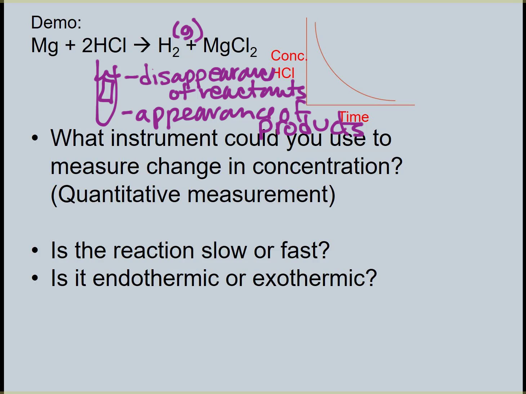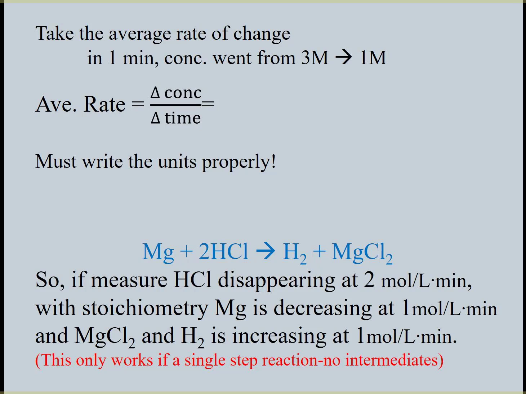To see if the reaction is slow or fast, you'd want to compare it to something else. And to determine if it's endothermic or exothermic, one of the things you could do in the lab is feel the test tube. If it's hot, it would be exothermic, and if it's endothermic, it would feel cold. Let's go ahead and calculate the average rate of this reaction.